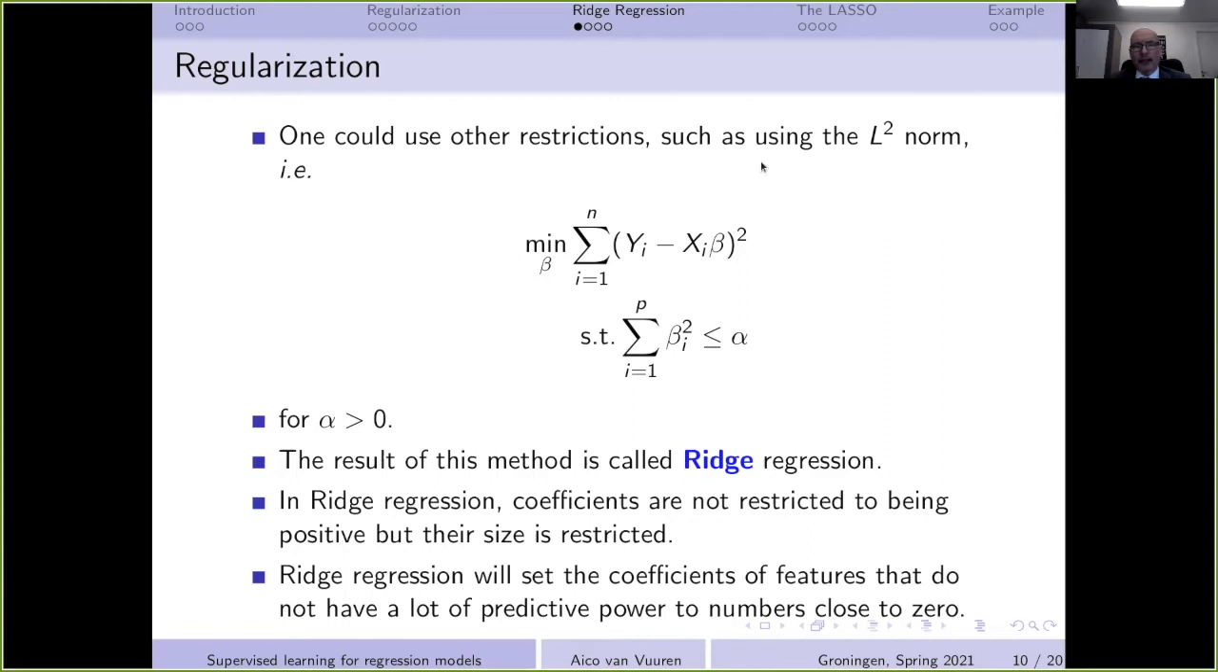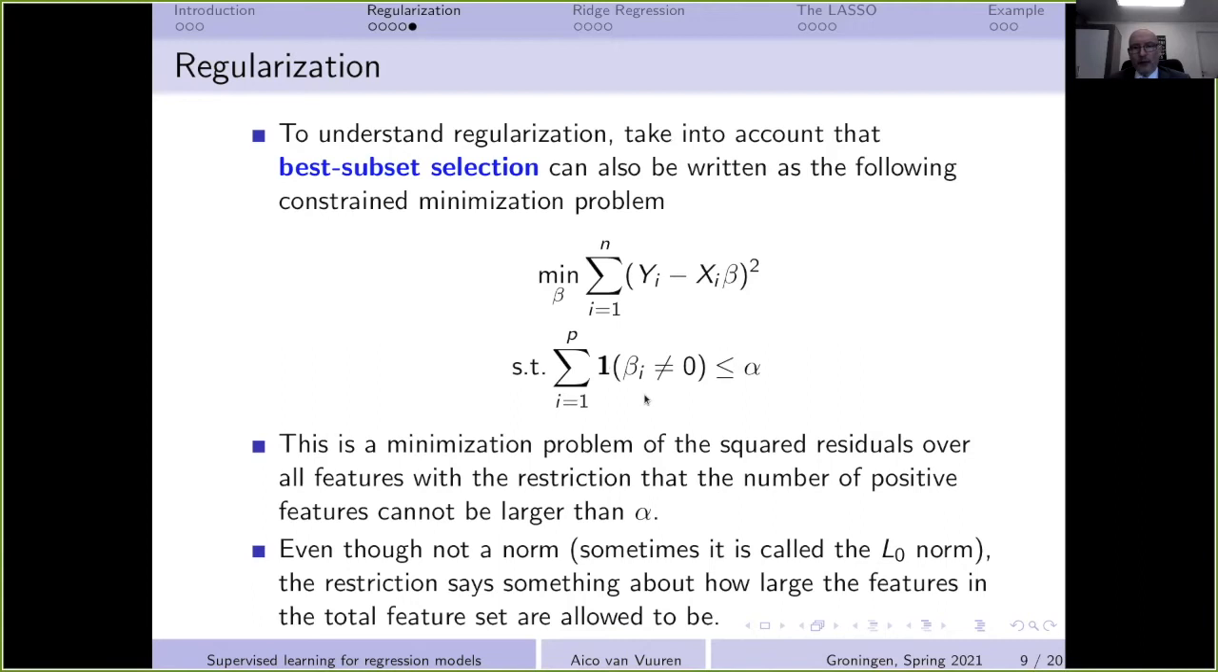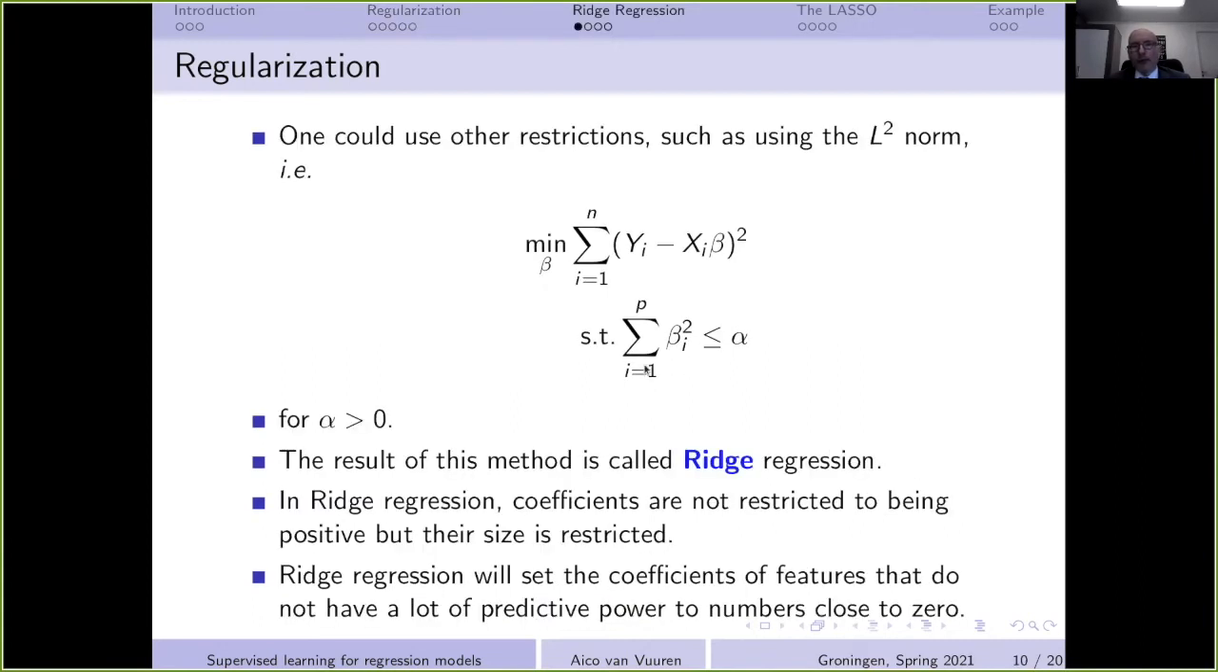That means that in this case, an L2 norm means that we are not going to look at the number of betas that are equal to 0. Now we sum over all the betas and take their squares. This is now the left-hand side of the restriction, a so-called L2 norm. But the right-hand side is exactly the same. We still have this alpha, which is going to be positive. If we use this L2 norm, then we get another famous regression model, which is usually called ridge regression.